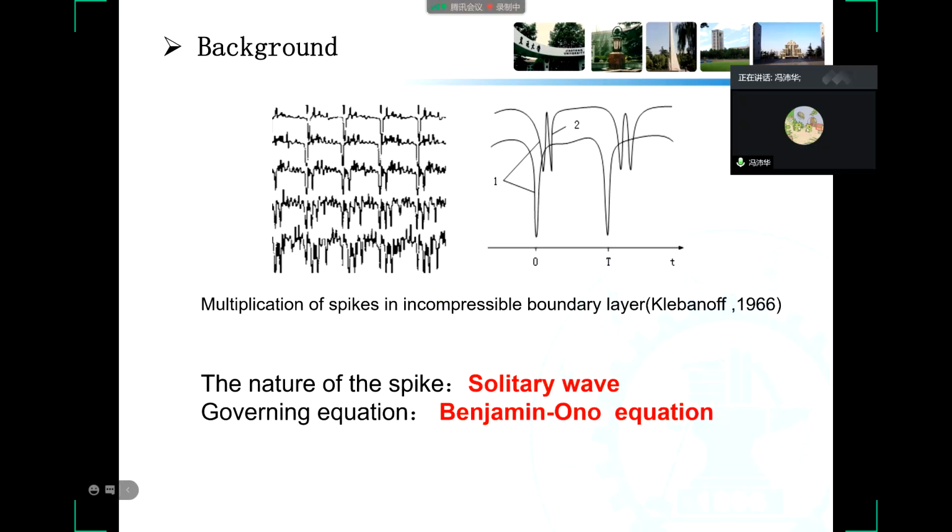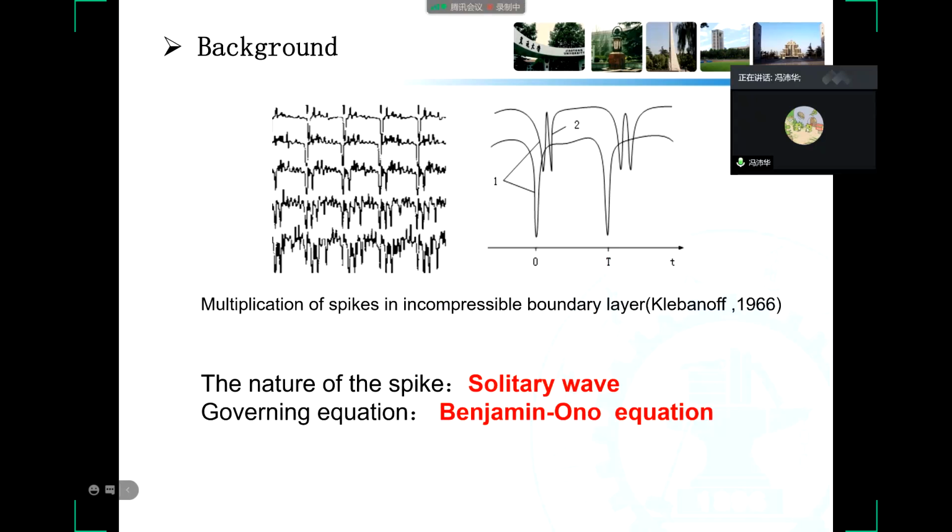And this contradicts the fact that we usually consider the spikes discovered in the boundary layer as solitary waves, but in the experiments, we observed a multiplication of the profile of the waves. When we determine it is a kind of solitary wave, it will not change its profile, but the change of the profile actually exists. So how do we solve this contradiction?